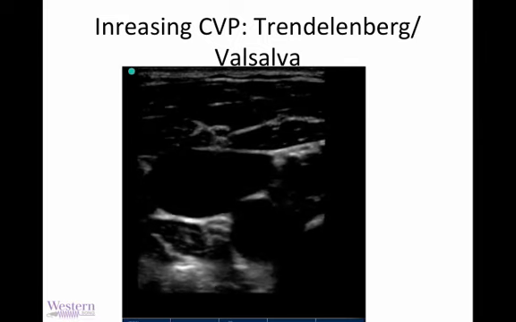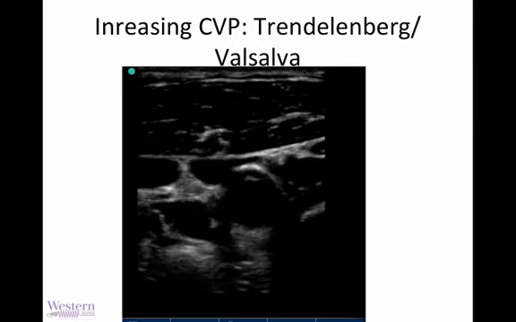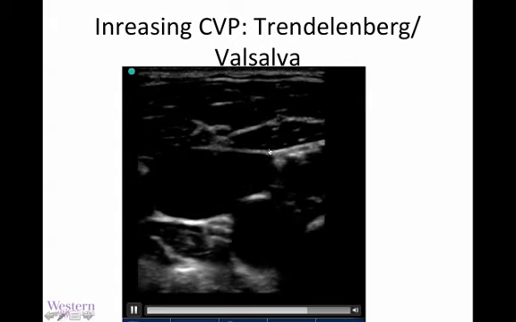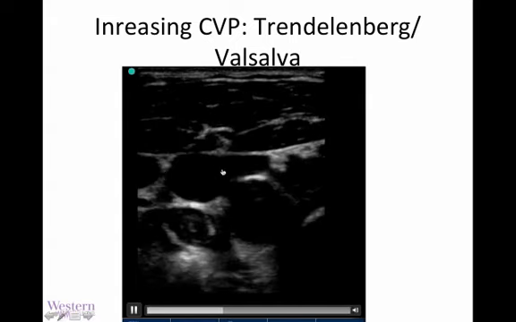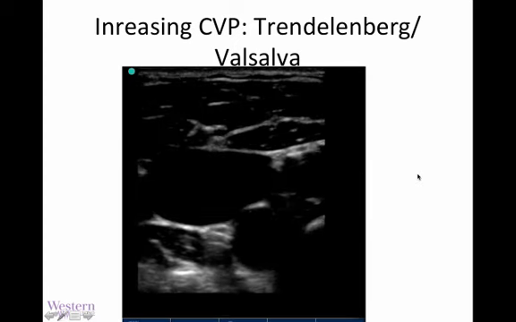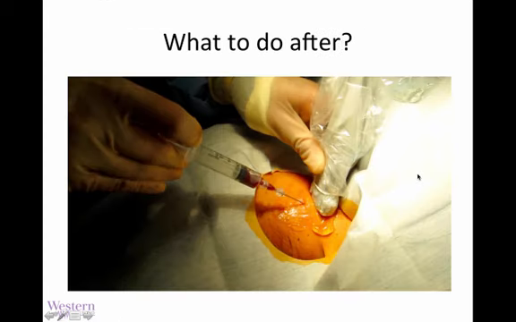So here's a great example of Valsalva maneuver's power to change the caliber of a previously virtualized IJ into quite a large and plump IJ in this patient.